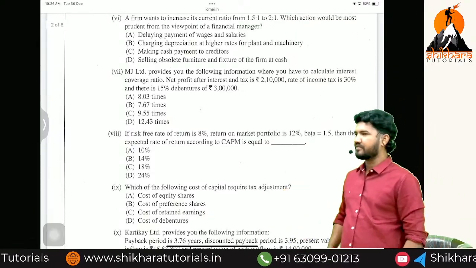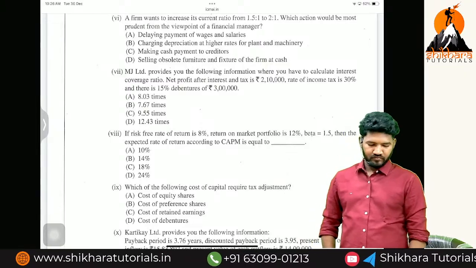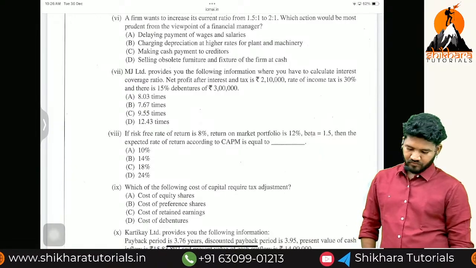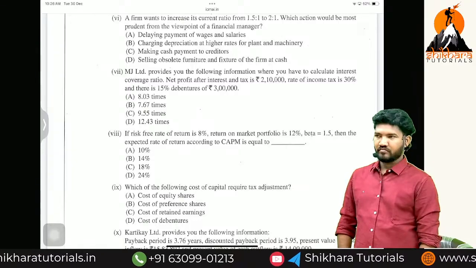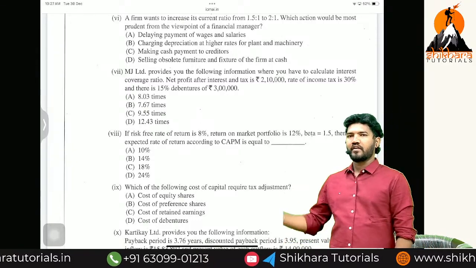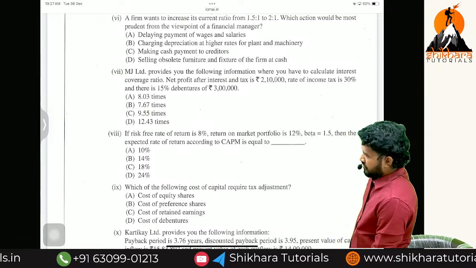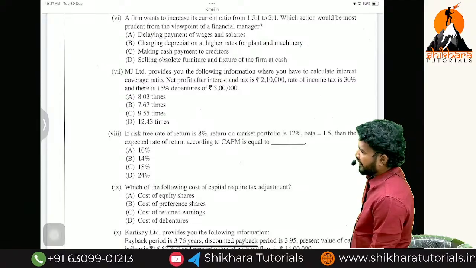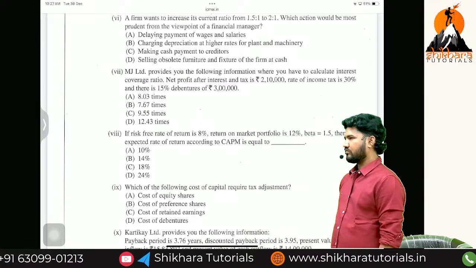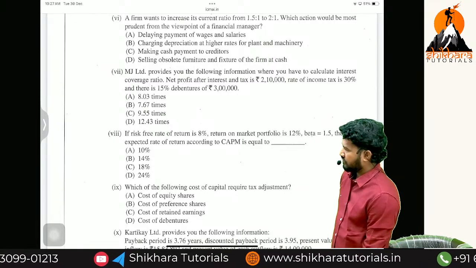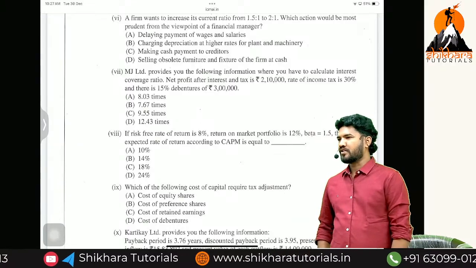MCQ number 8. Answer please. 12 minus 8. 4 into 1.5 plus 8. Option B. Another 2 marks.